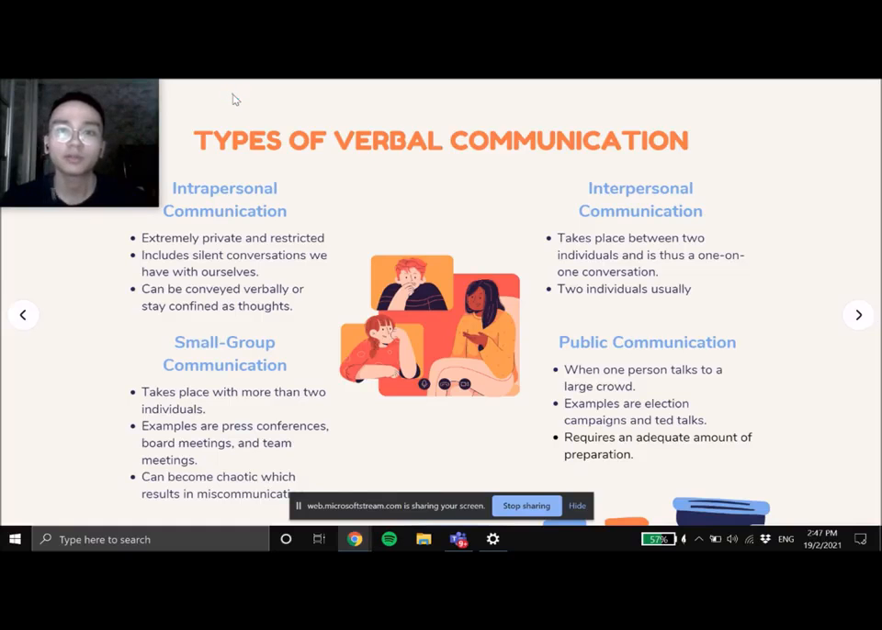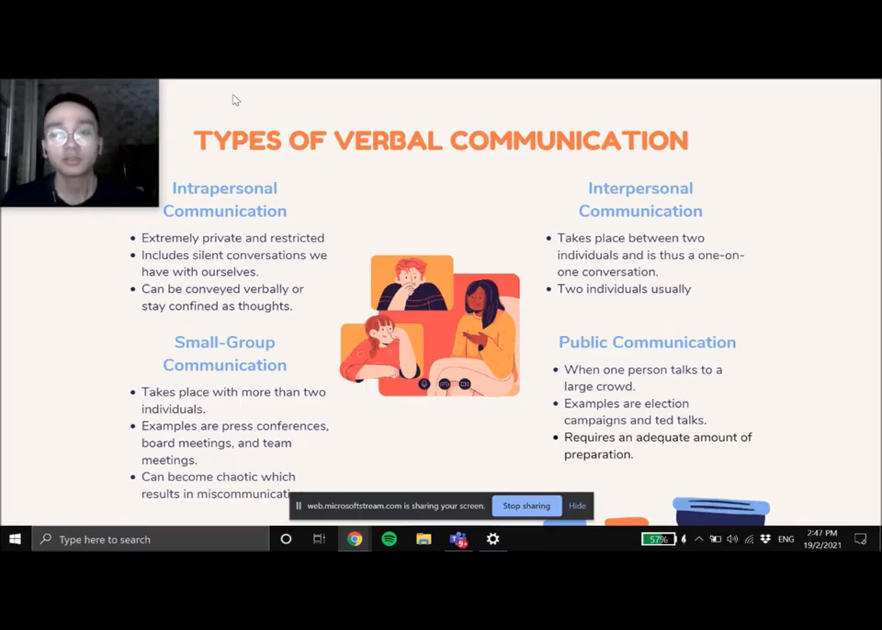I'm going to be talking about the types of verbal communication. The first one is intrapersonal communication, the second is interpersonal communication, the third is small group communication, and the last is public communication. So for the first one, intrapersonal communication is extremely private and restricted. It includes silent conversations we have with ourselves, which can be conveyed verbally or stay confined as thoughts.